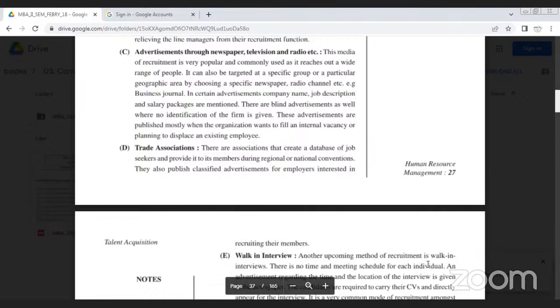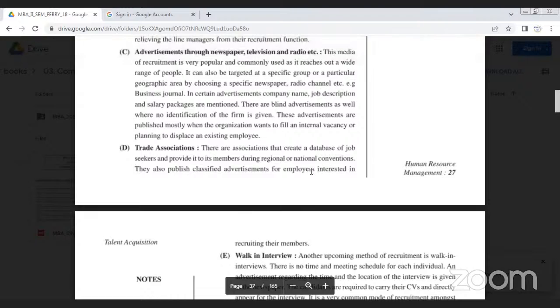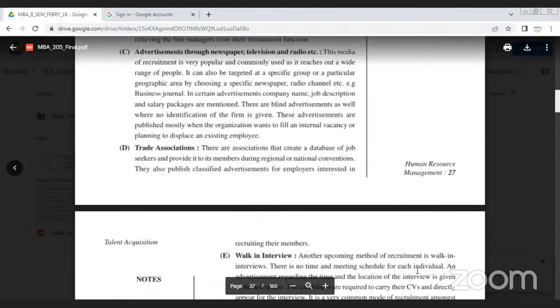Trade occasions. There are occasions that create a database of job seekers and provide it to their members during regional or national conventions. They also publish classified advertisements for employers interested in recruiting their members.